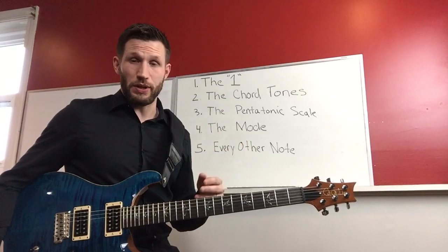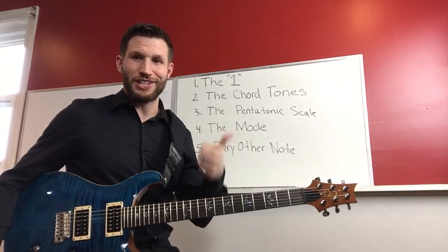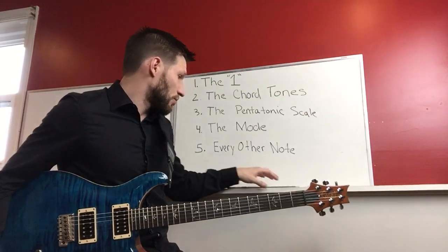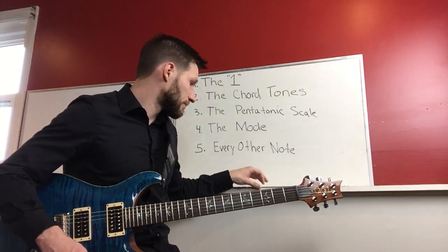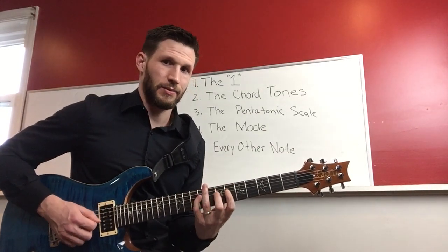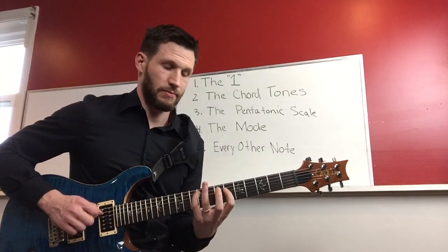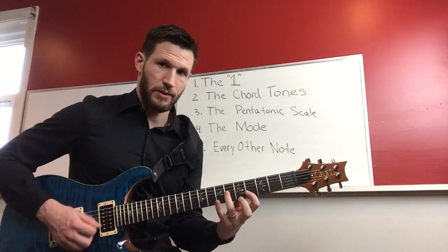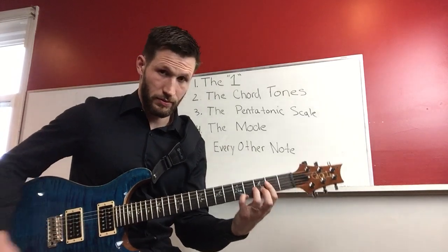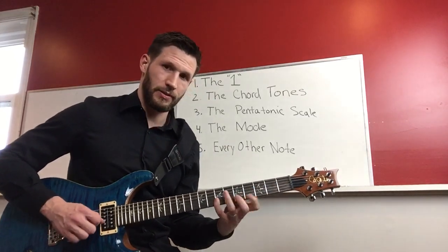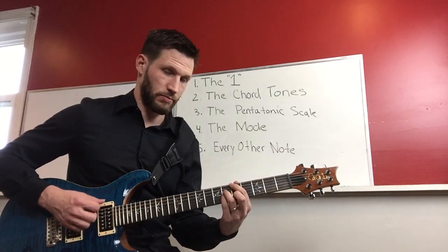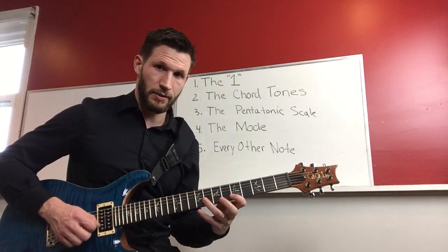Okay, the first 3, the modes 1, 4, and 5, which is Ionian, Lydian, and Mixolydian, those are modes that are played over major chords. So those sound like this. Lydian. Ionian. And Mixolydian.